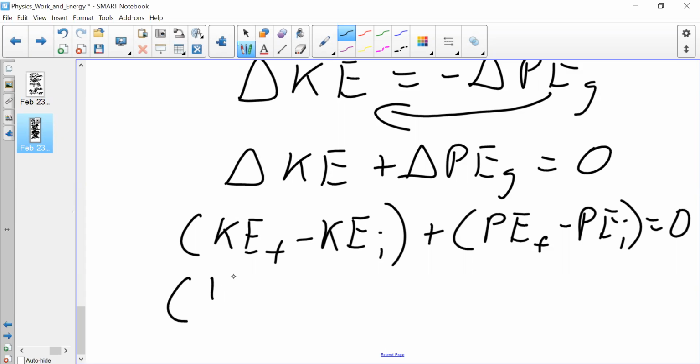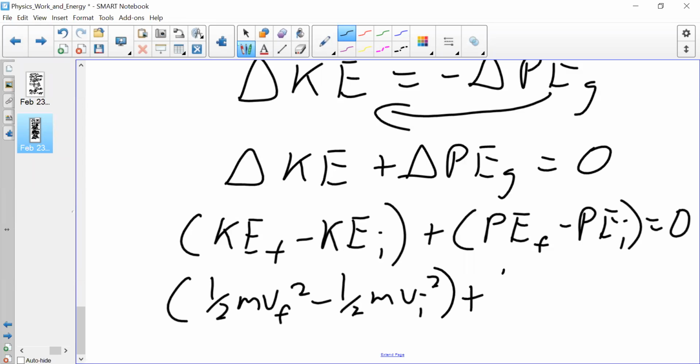So further expanding this, we know the equation for kinetic energy is 1/2 mv squared. So the kinetic energy final will be 1/2 m v final squared minus 1/2 m v initial squared. Potential energy, the basic form is mgh. So potential energy final will be mgh final minus mgh initial equals 0.